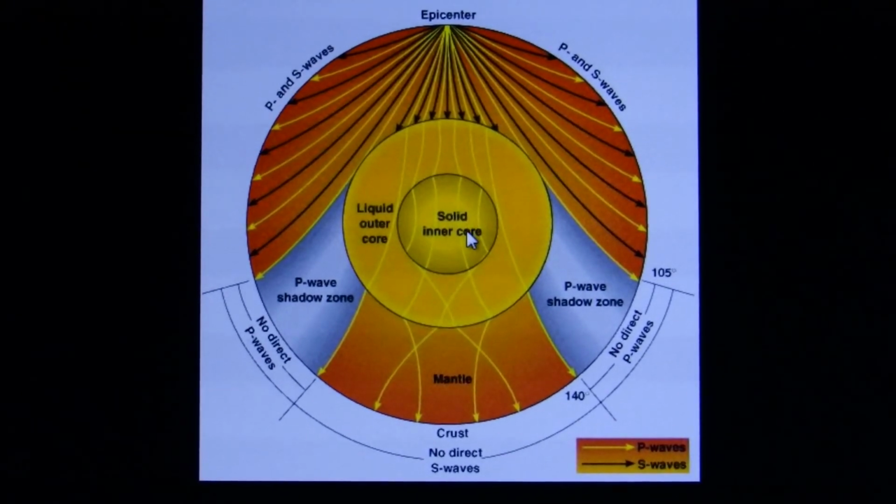Apparently that slows them down. That's very bizarre. According to this diagram, they are slowed down in the solid inner core. But it's acting as a lens, focusing them into this area where they get refracted back down. It's the same kink as you see there.